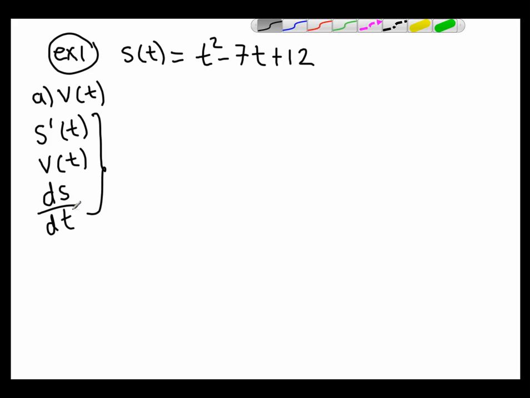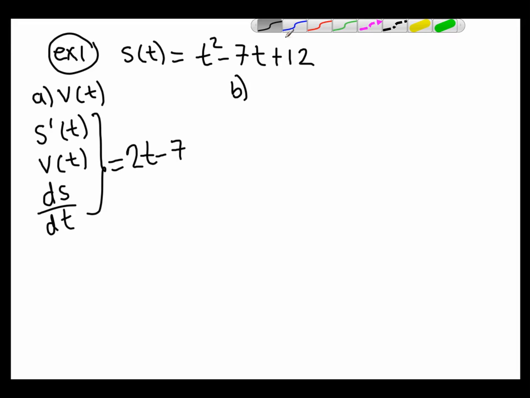Either one is fine. You don't have to write all of them. Just select one that you feel comfortable with, but make sure that you know the proper notation. So any one that you select, it will be the derivative of your position function, which is basically 2t minus 7. You don't have to write units. This is just the velocity at any given time. You write the units when they give you a specific time to evaluate the velocity function.